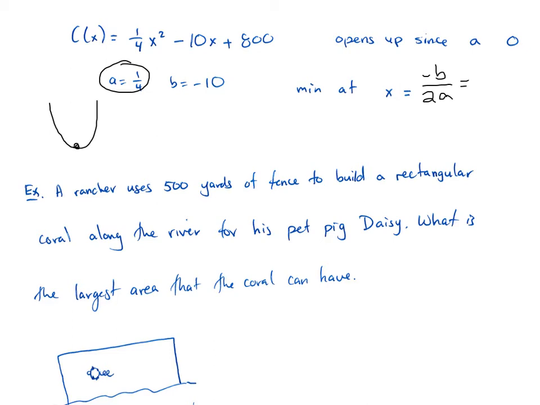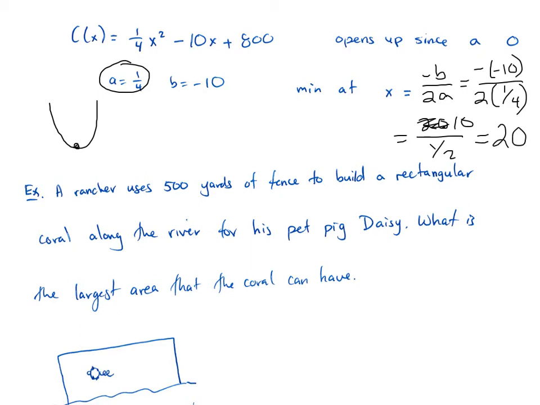In this case, b is negative 10, a is 1/4, and so this becomes 10 divided by a half. 10 divided by a half is the same thing as 10 multiplied by the reciprocal of 1/2, or 10 times 2, so 20.